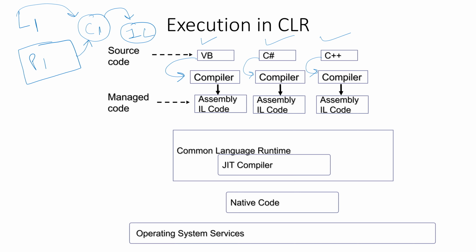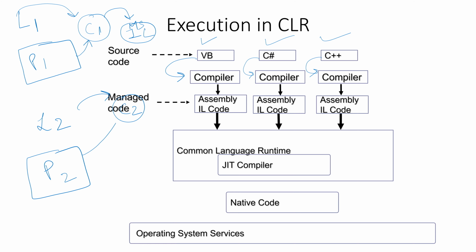Okay, IL, or we can say it is MSIL, Microsoft Intermediate Language. Okay, and same is the process for any other language you might be using. For example, if you use some other language L2, it will have its own compiler C2. You will write a program in this language L2, so let's call it P2. So this compiler C2 will take P2 as input, or source code as input, and convert this into again Microsoft Intermediate Language.